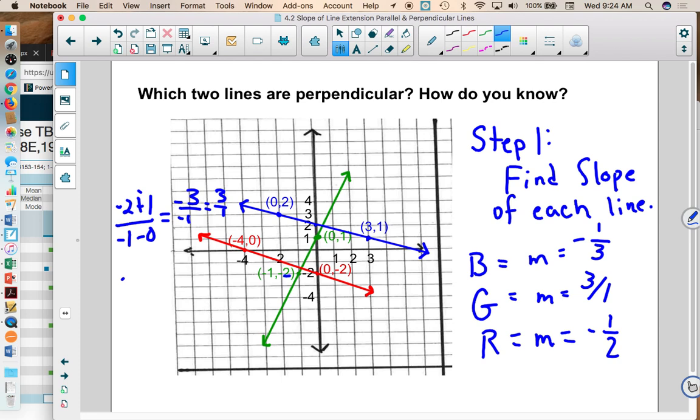Okay, so let's look at the blue then. On the blue one, you have 1 minus 2. Do you agree with that one? Boys, you're looking at your numbers. 1 and 2 for the two y's, and then 3 minus 0 for the x. Do you agree with that? And then when you do the subtraction there, you have 1 minus 2 is a -1, and 3 minus 0 is 3, so a -1/3.